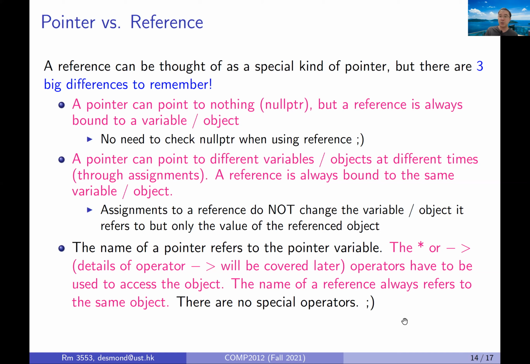Okay, second thing is a pointer can point at different things at different times in the program, right? That means point at this guy at this point, at the other guy at another timestamp. But reference, once you bound the nickname to one guy, it's forever. You cannot take it back and bound it to another guy.